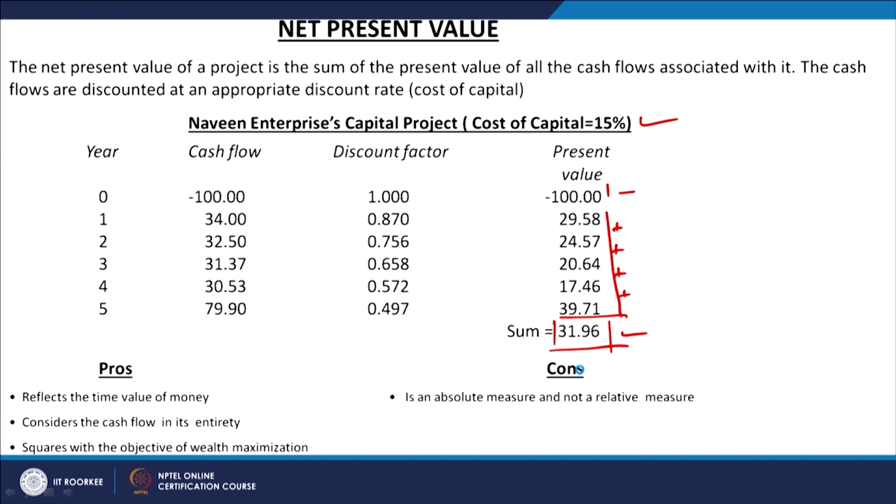For example, in the first year we got this 34 lakh rupees cash inflow, second year 32.5, third year 31.37, then 30.53 and then 79.90 cash inflow is available. So, what we say is that we do not get these cash inflows back at the end of every year, meaning this 34 lakh rupees is not going to be withdrawn, that is going to be reinvested back, right. So, the investment at the end of the first year will be 100 plus 34.